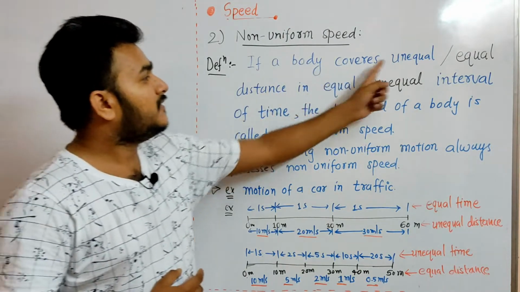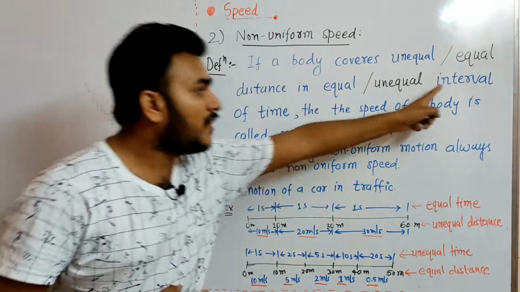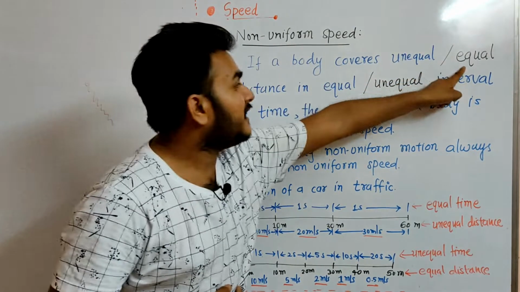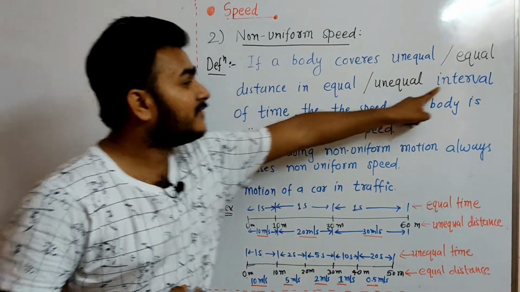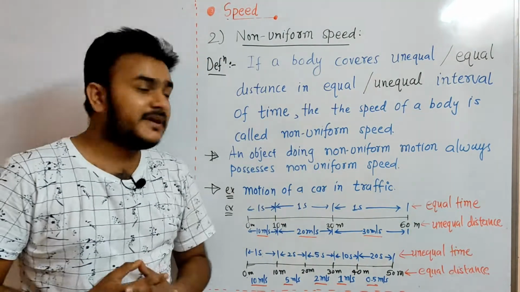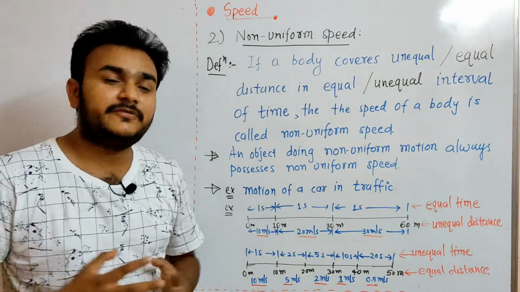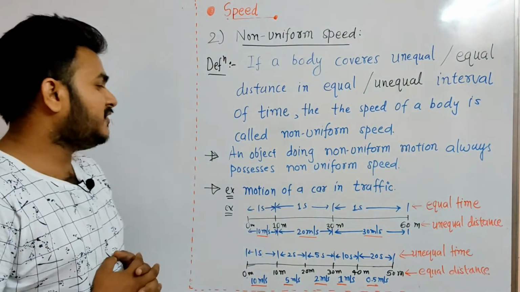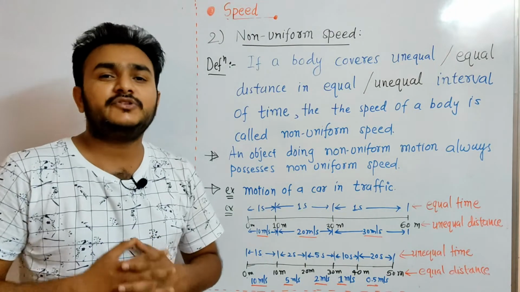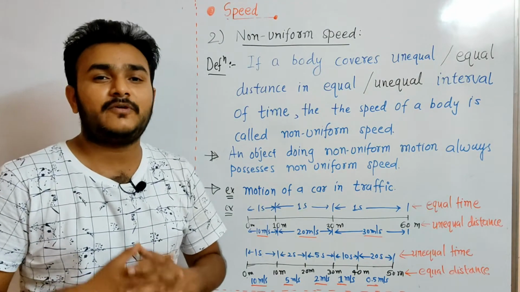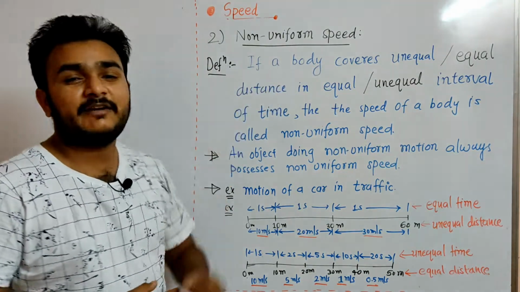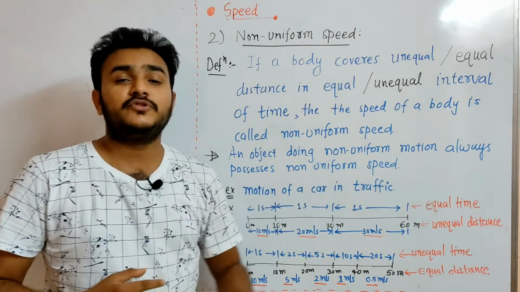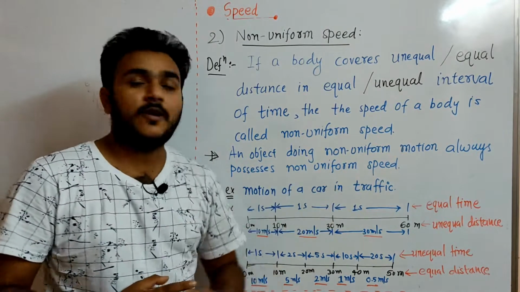Now the next one is non-uniform speed. If a body covers unequal distance in equal intervals of time, or if a body covers equal distance in unequal intervals of time, then the speed of the body is called non-uniform speed. An object doing non-uniform motion always possesses non-uniform speed. As you know, the definition of non-uniform motion is the same as this definition, so I can say that an object doing non-uniform motion always possesses a non-uniform speed.